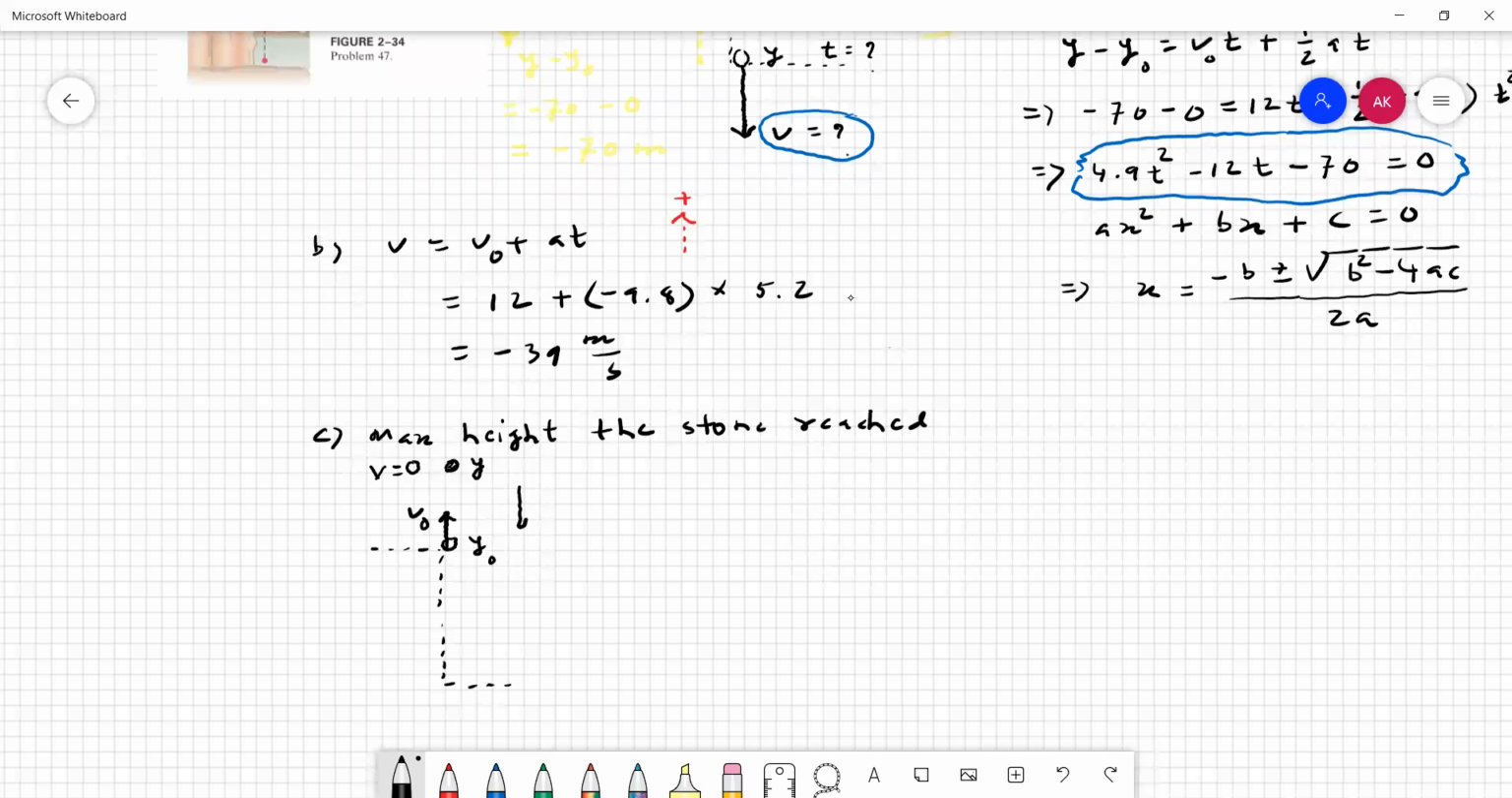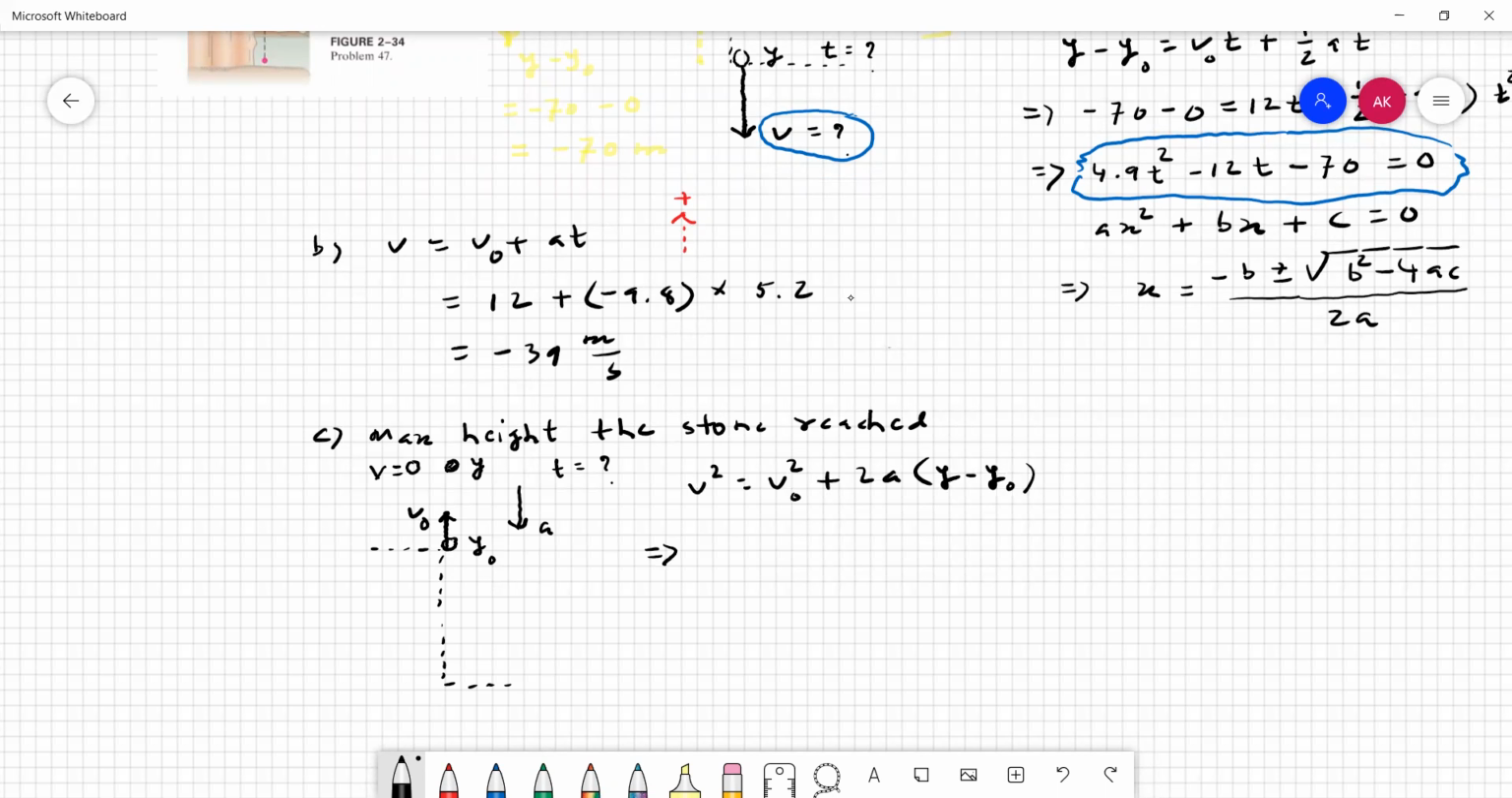A is always down, and we don't know how much time it took to reach the final height. So since we don't know time, we're going to use v squared is equal to v naught squared plus 2a (y minus y naught). Now we know final velocity.